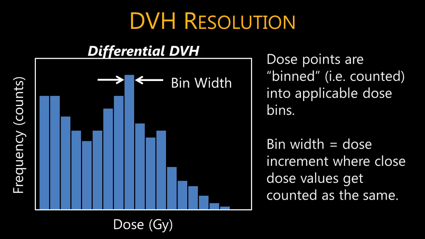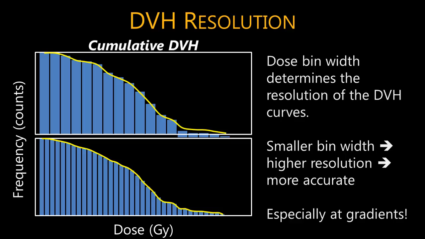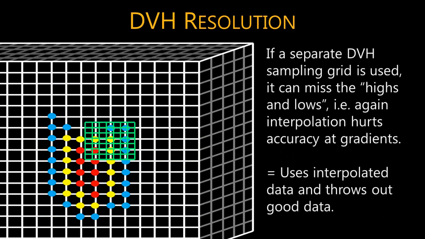Dose points are binned, that is, counted, into applicable dose regions. The bin width is the dose increment where close dose values get counted in the same bin. Dose bin width determines the resolution of the DVH curves. Smaller bin width yields higher resolution and is more accurate, especially when there are high gradients in the 3D volume.